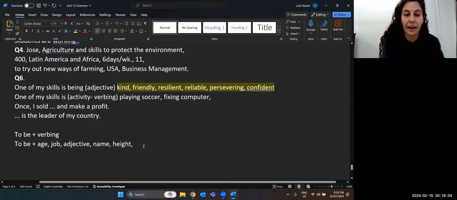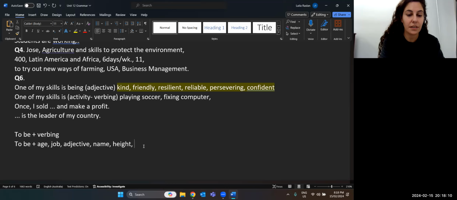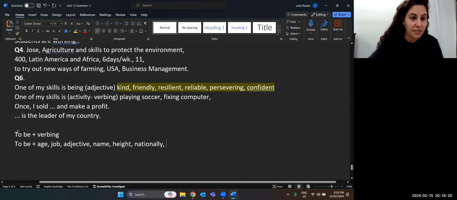And also our job, age, name, height, adjective, and where we're from. I am... nationality. I am Australian. So that's two ways to know when we need to use the verb to be. So because it's an -ing, you must have to be in front of it.